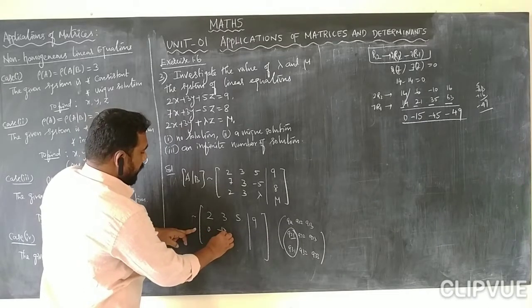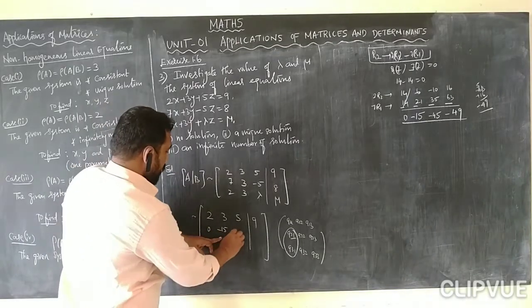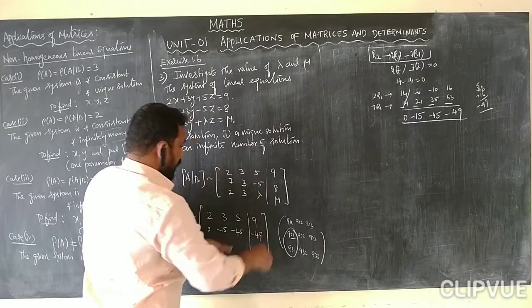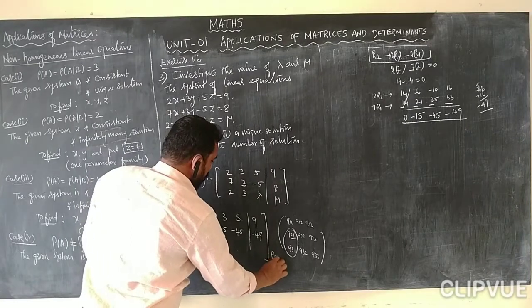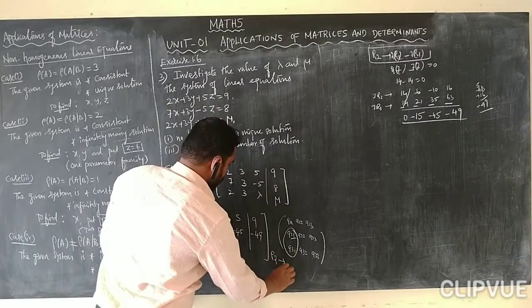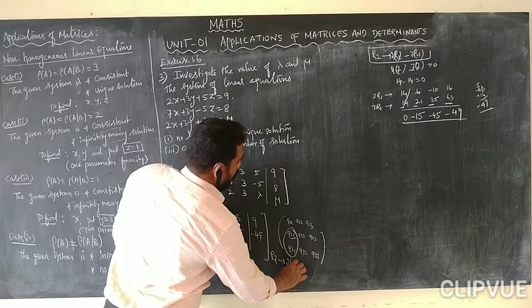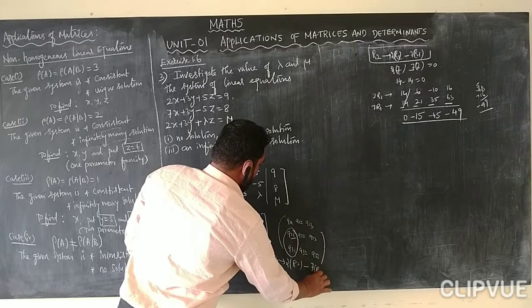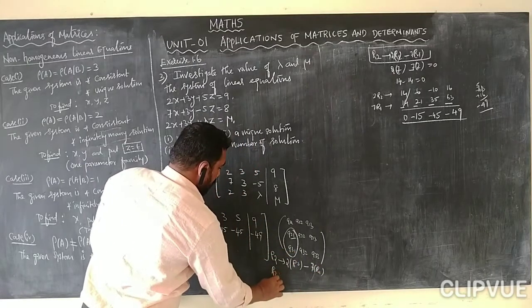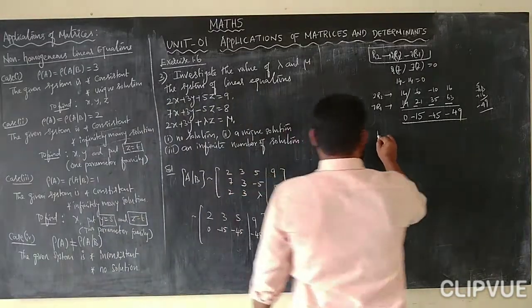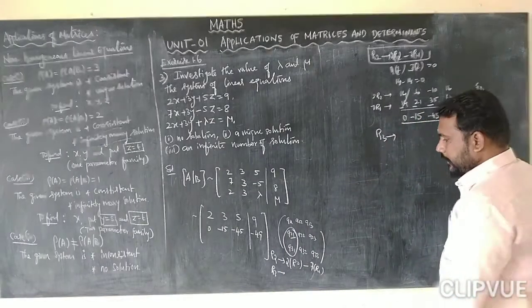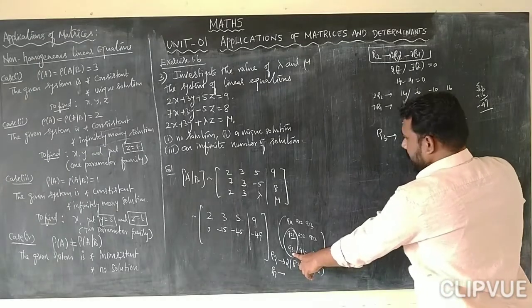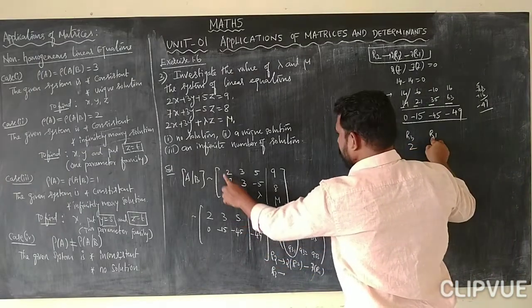0 minus 15, minus 45 minus 49. Okay. This is R2 implies 2 into R2 minus 7 into R1. Next, R3 implies R3 minus R1. R3 value is 2. R1 value is 2.